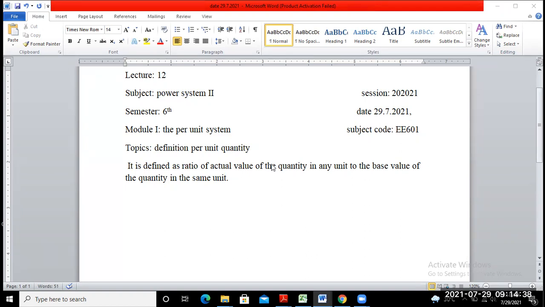Per unit quantity is unitless. If you observe the statement of the per unit quantity, it is the ratio of the actual quantity in any unit to the base quantity in the same unit. So the unit from numerator and denominator cancel out, and this is known as unitless. So the per unit quantity is unitless. Is it not? The per unit quantity is unitless.